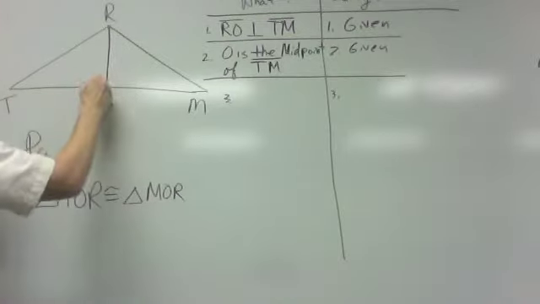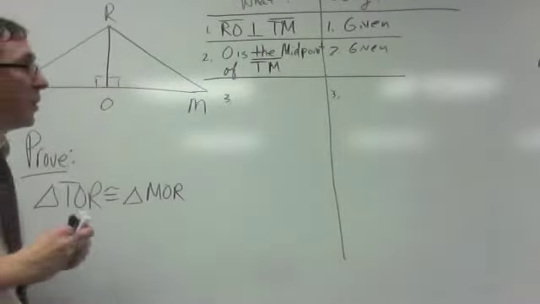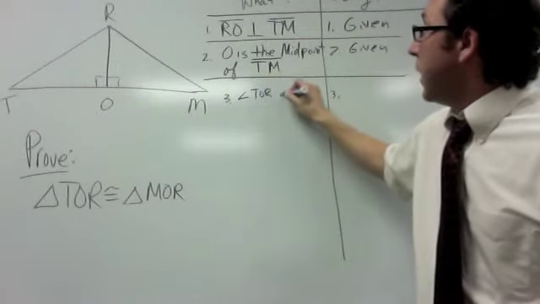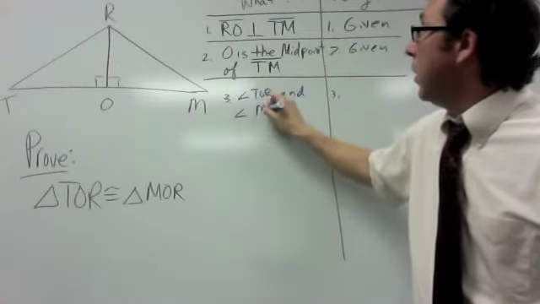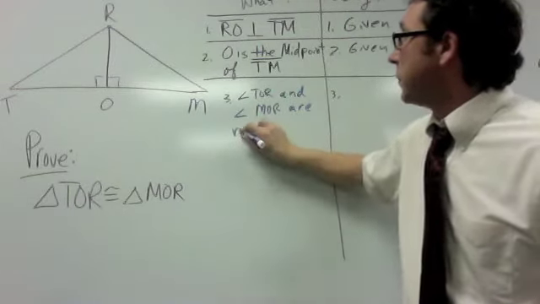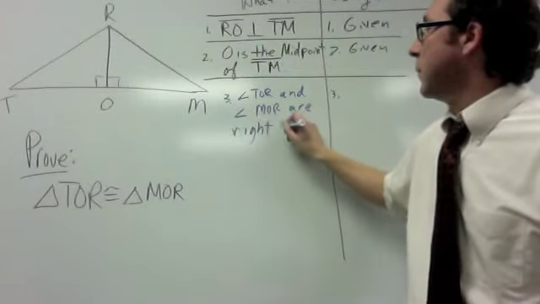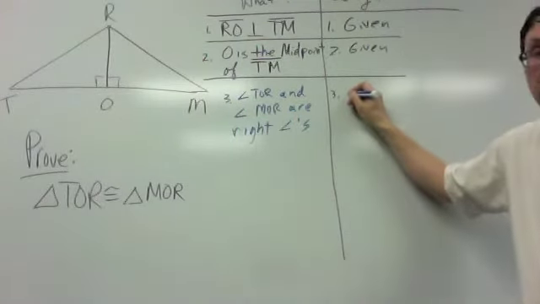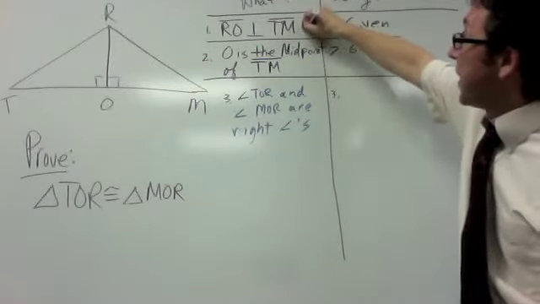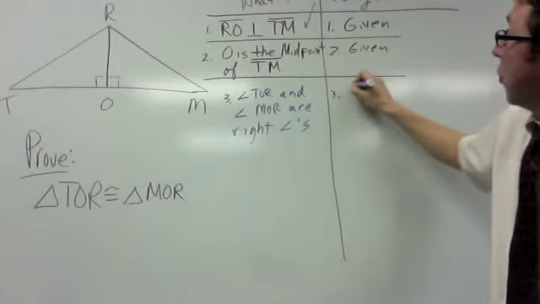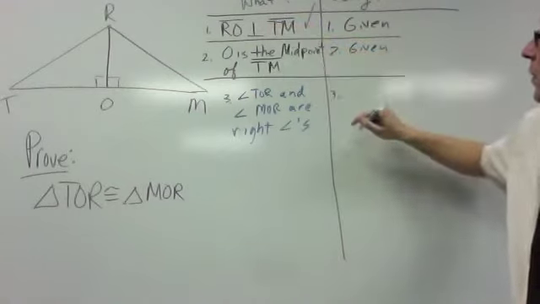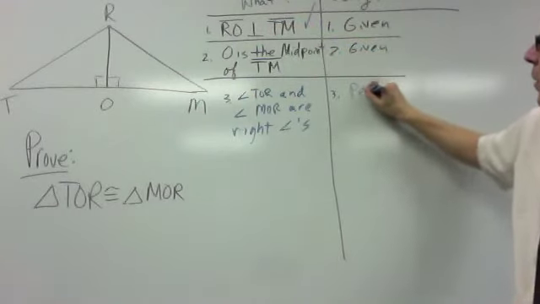With that, I can buy the fact that these two angles have to be right angles. And I can write that down: angle TOR and angle MOR are right angles. The reason why I know they're right angles is that I bought that with this fact. So I basically spent that as money. So the reason why these two are right angles is because of this. So you would write down what happened.